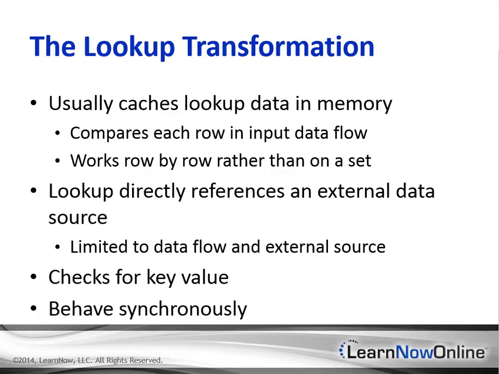Lookups behave synchronously, which means that it doesn't block the data flow pipeline while it performs its work. Rows continue to enter the transformation while processed rows are output. The one exception is when caching is used in certain ways. Then the transformation may have to block the data flow while it loads its cache with data. This potentially means that the lookup transformation could make heavy use of memory resources, unlike a merge-join transformation.